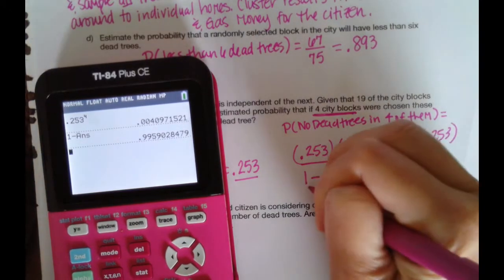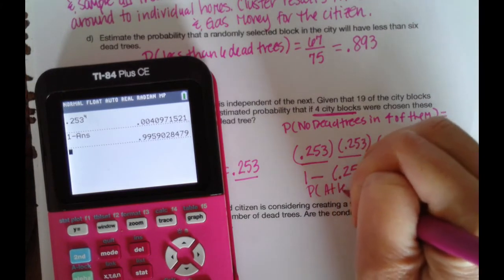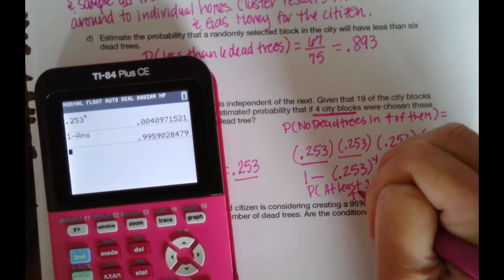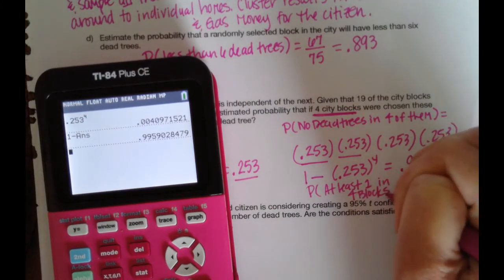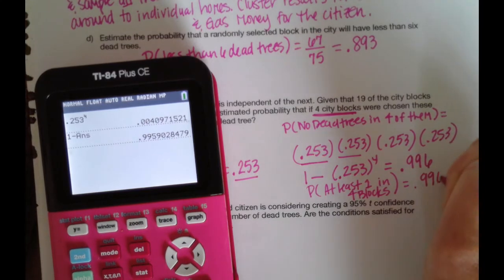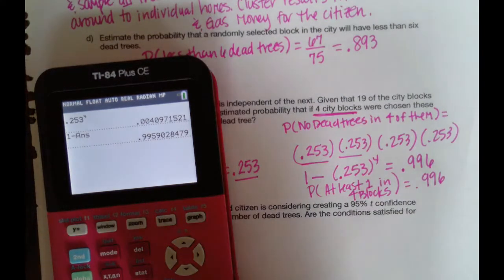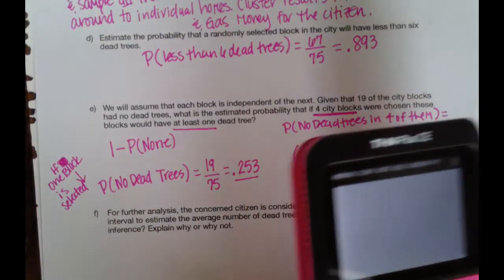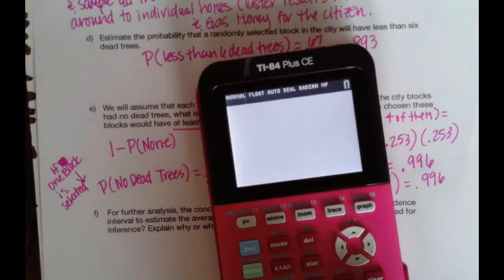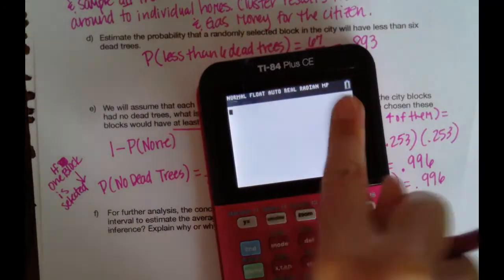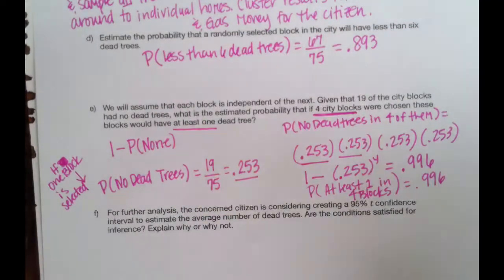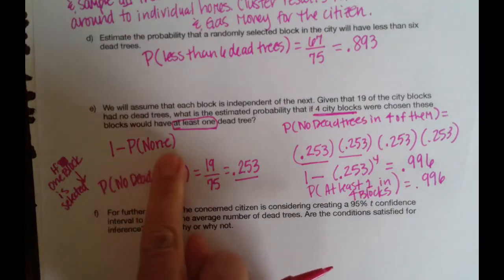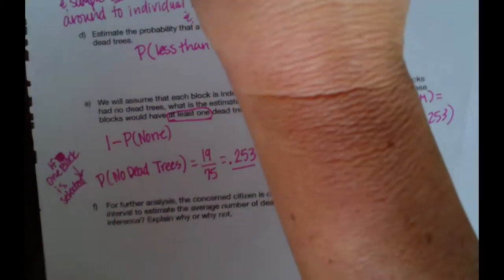And that is 0.996. So the probability of at least 1 in 4 blocks is 0.996. You can also do that, it's basically a binomial CDF of at least 1. So you would do a binomial CDF and put in 0 and then do 1 minus that. So just remember that always, if it says at least 1, it's going to be 1 minus the probability of none of those happening. That's usually the easiest way to do it.